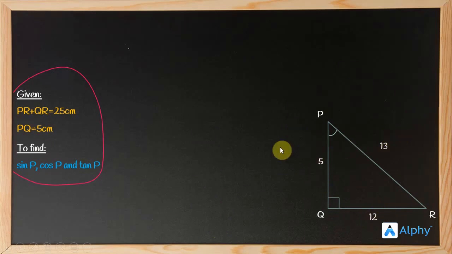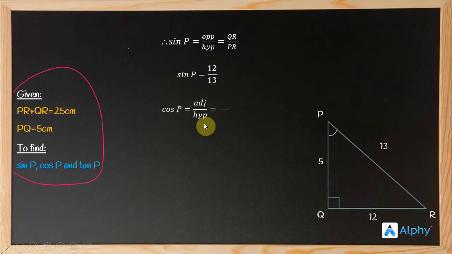So guys, what is sine P going to be? Sine P is nothing but opposite by hypotenuse. It is equal to QR by PR. So sine P will be equal to 12 by 13. Cos P is equal to adjacent by hypotenuse, which is equal to PQ by PR. Therefore, cos P will be equal to 5 by 13.